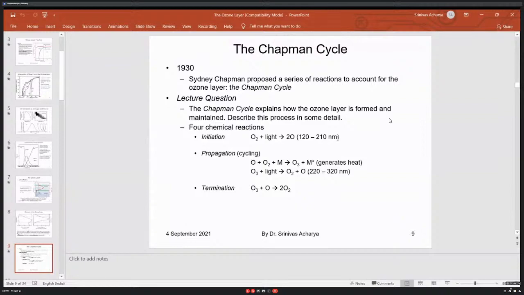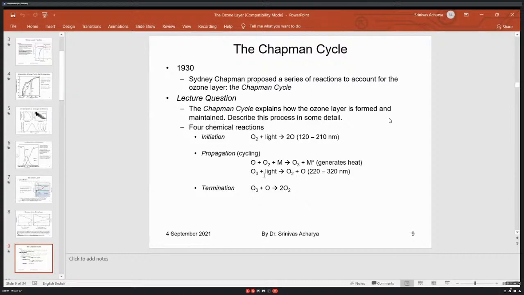Then the propagation of this chain reaction will occur when this atomic oxygen species will add to your molecular oxygen species in presence of a third body to have your ozone. This ozone generated in this chemical reaction will generate some heat, and this third body will be responsible to absorb this heat. This type of reaction also occurs in tropospheric ozone formation. We have already discussed yesterday in the physical class.